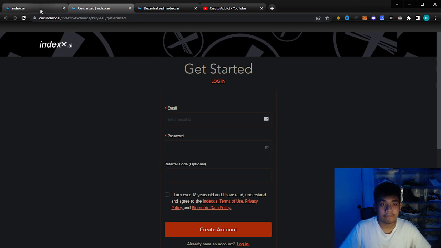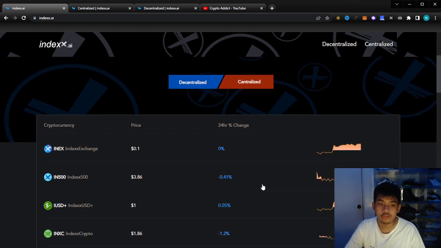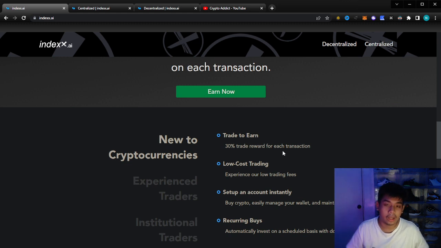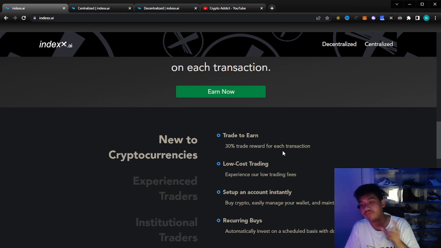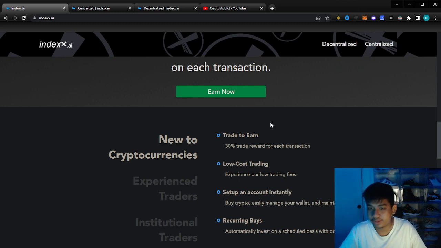So for Indexx.ai, since this is a trade to earn, you can get up to 30% every time that you are trading inside Indexx.ai. Per each transaction that you trade, you'll be getting a specific percentage of that. It also has low cost trading, so you do not need to bother about its fees whether you are making money or not, because the fees are very, very low. You won't actually notice it if you are an active trader.